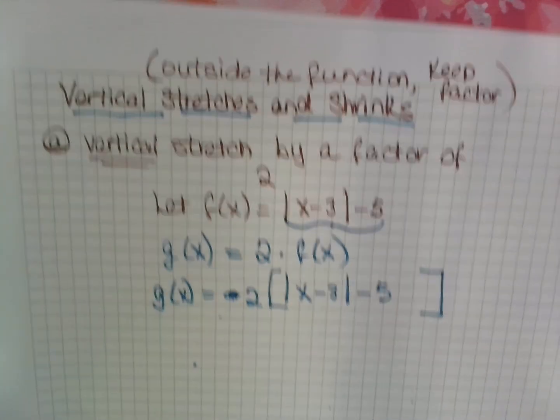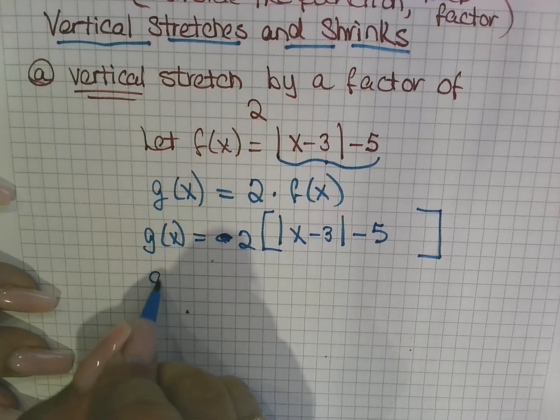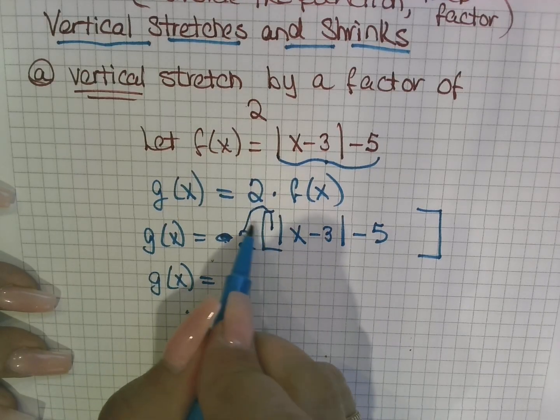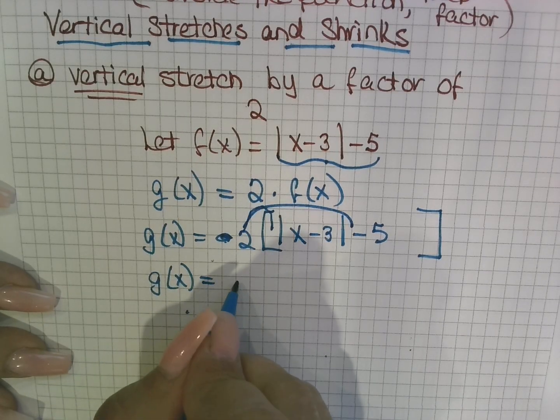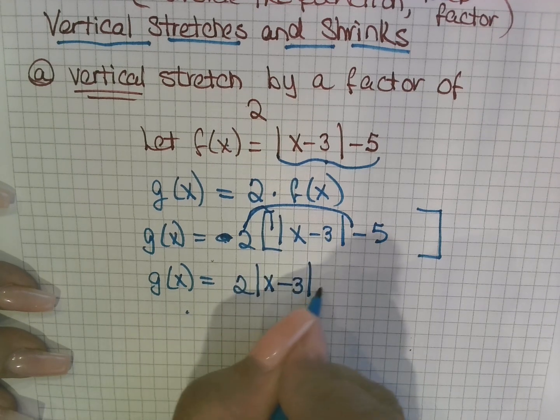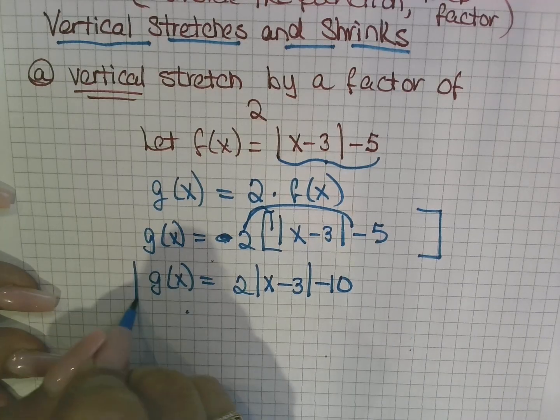Okay? But you are not done yet. You need to simplify by distributing that 2. So we're going to distribute the 2 here and here. And that's going to give me 2 absolute value of x minus 3 minus 10.